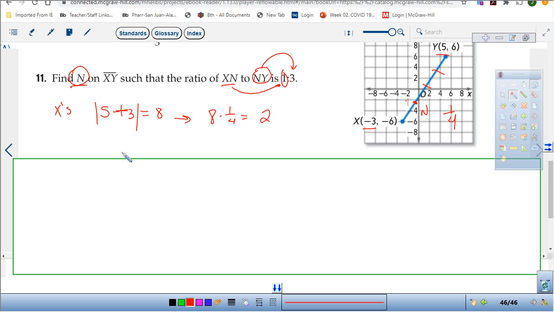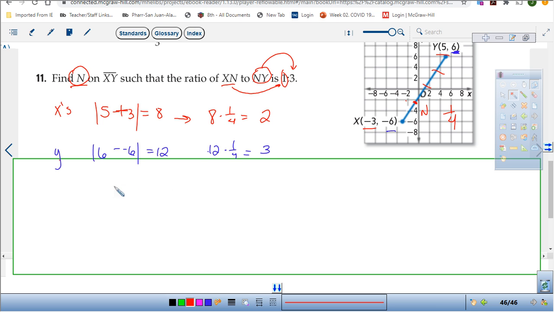Okay, let's come back over here. Where are we at? We're doing the y's now. The y's are going from this direction to that direction. We're going to find the distance. From this y to this y is the distance of 6 minus -6, which gives me a positive 12. We're going to go 1/4 of that, which is 3. This was an easy one, super easy.